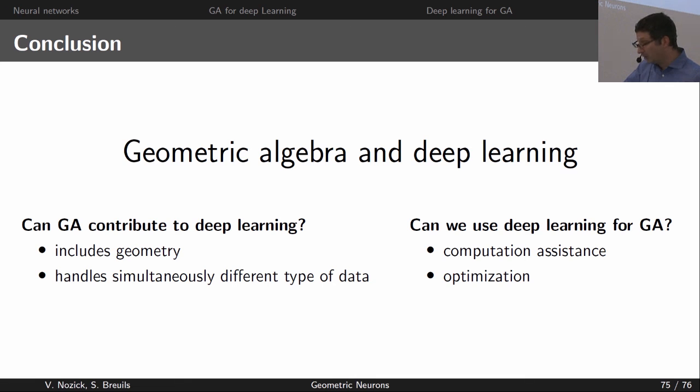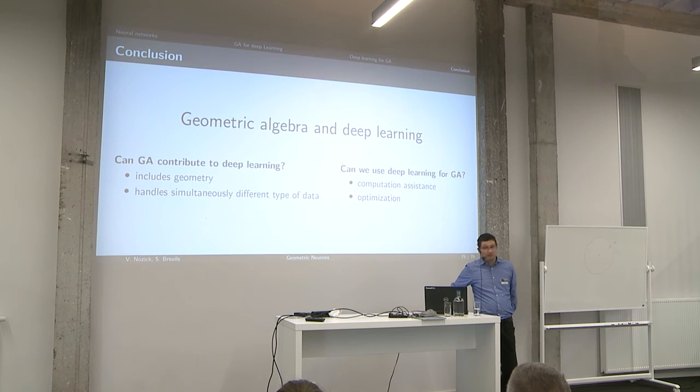And again, this is the same question I asked from the beginning. Can GA contribute to deep learning, because we include some geometry? Or can we use deep learning for GA, for assistance with something, or to optimize some problem that we can check later if it's correct or not?